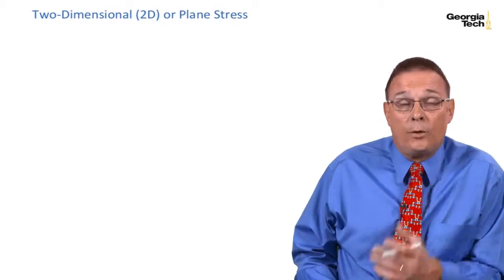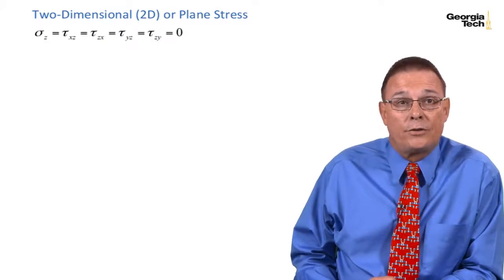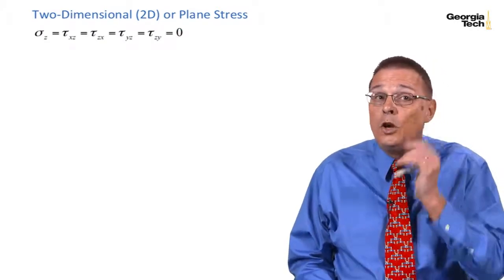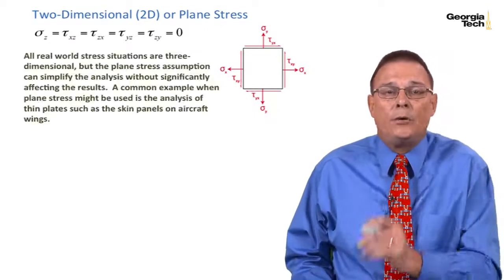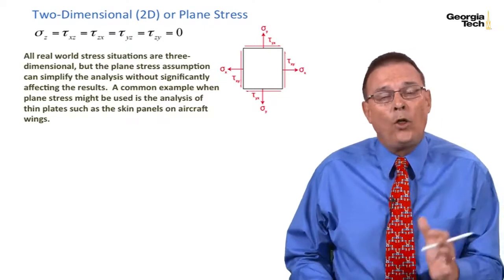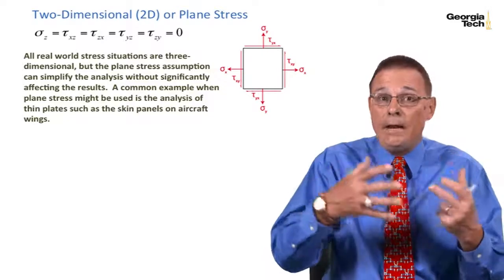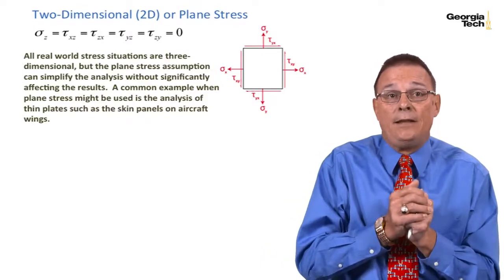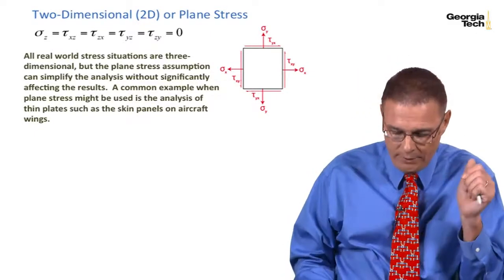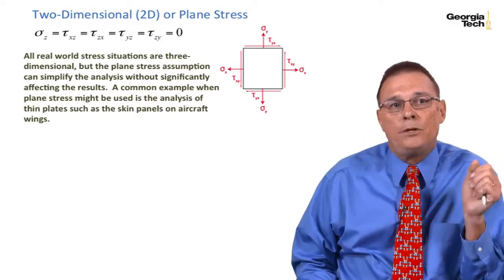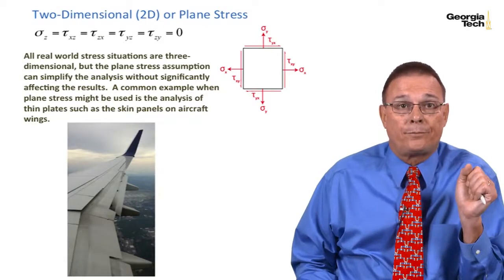So as a review, let's go back and look at what we talked about as far as plane stress in the first course in this series. Plane stress said that there was no stress in the z direction, and so we only had stress in the plane, or in the xy plane. All real-world structures are three-dimensional, but we can make the plane stress assumption to simplify the analysis without significantly affecting the results that we get. And we said that a common example of plane stress might be used in the analysis of thin plates such as the skin panels on aircraft wings.